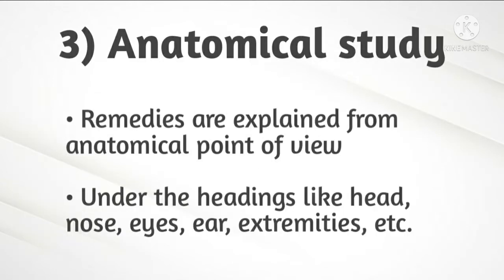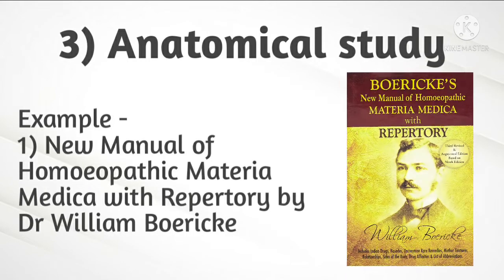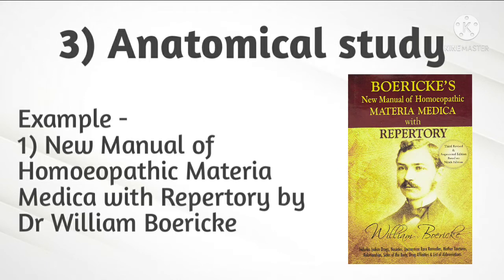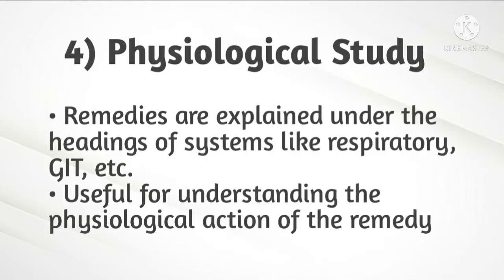Third is anatomical study. In anatomical type of study of materia medica, remedies are explained from anatomical point of view, that is under the headings like head, nose, eyes, ear, extremities, etc. Example of anatomical type of study is New Manual of Homeopathic Materia Medica with Repertory by Dr. William Boericke. So this is the book and this is how the remedies are explained in the book.